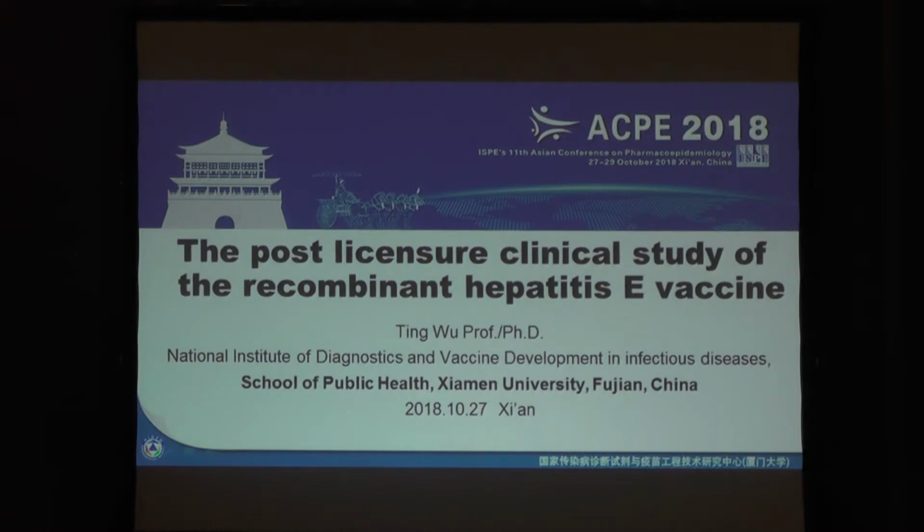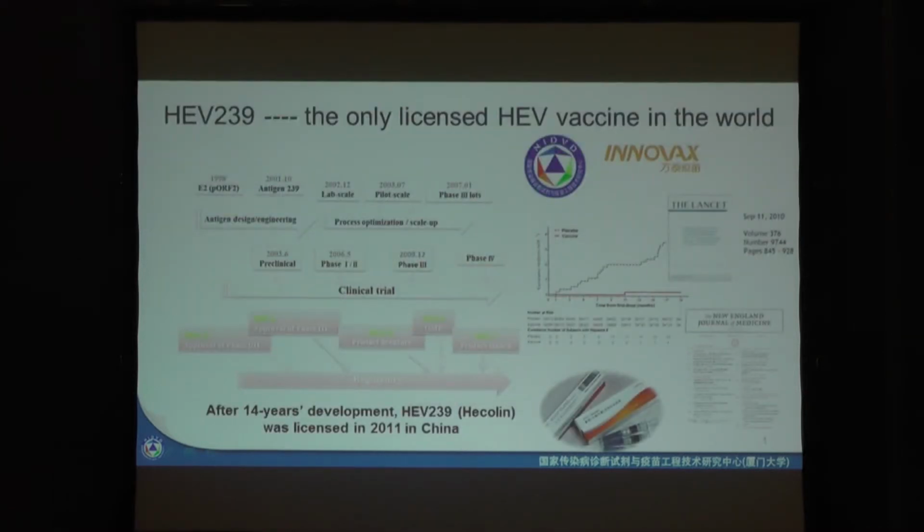Good morning, everyone. So first, I would like to thank the organizer for inviting me here to give this presentation. I'm Ting Wu from Xiamen University. Today I will share with you some of our experience in post-licensure clinical study of our recombinant hepatitis E vaccine. The hepatitis E vaccine, HEV 239, with the brand name Hecolin, is the first and the only licensed hepatitis E vaccine in the world currently.